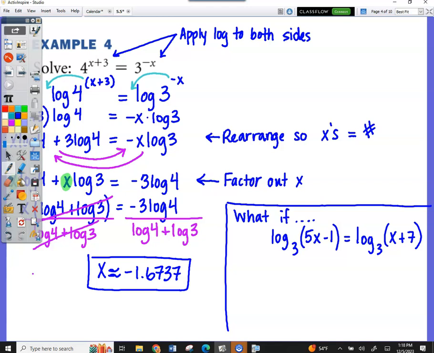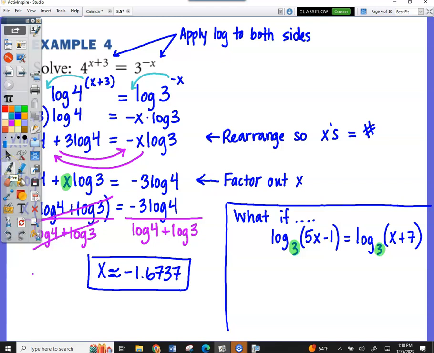What's equal? Be specific. 5x minus 1 is equal to x plus 7. There you go. Okay, so notice the three. They're both logs. That's important. They both have log base 3, and then it's of two totally different expressions.